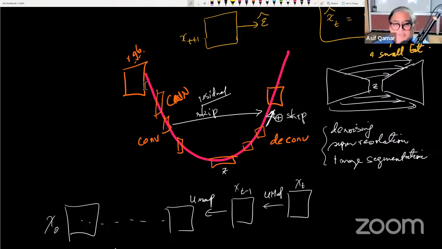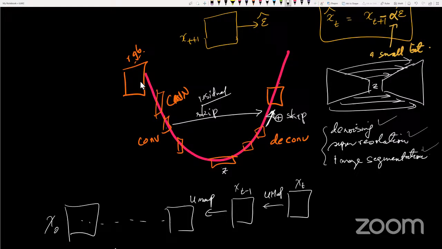Oh, okay, so let me go back. The classic UNet has nothing to do with diffusion. Classic UNet is a conv, deconv with skip connections, right? In the deconv, upscaling journey, I can use both the semantic information coming from the deconv process and the spatial information coming from the skip connection. And that can help me do three things: denoising, super resolution, image segmentation. So that is UNet completely.